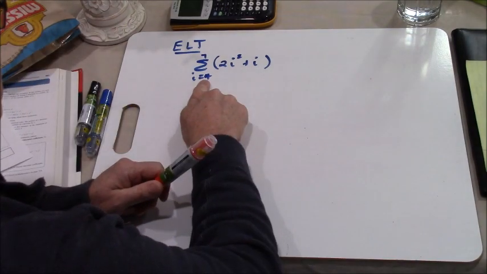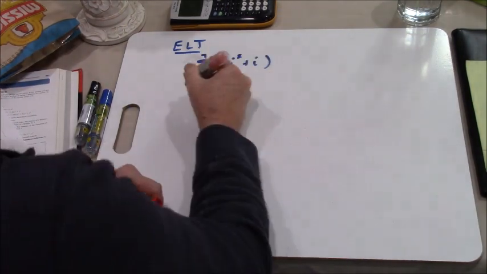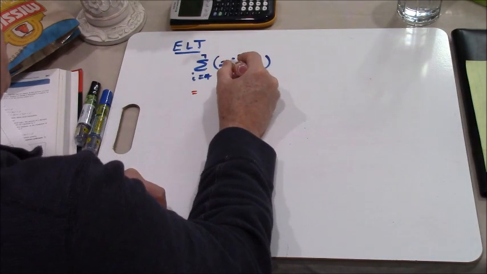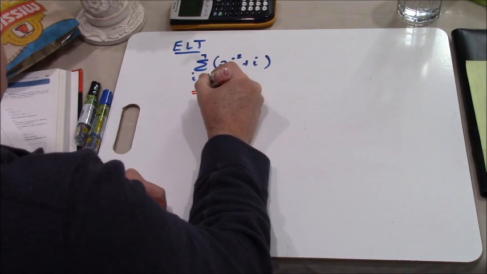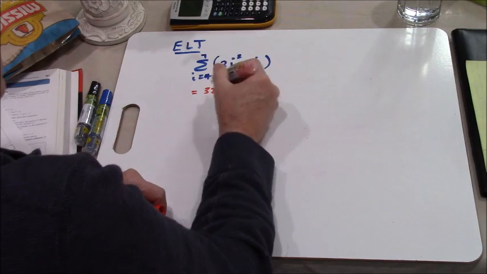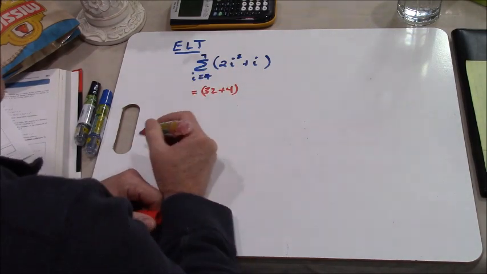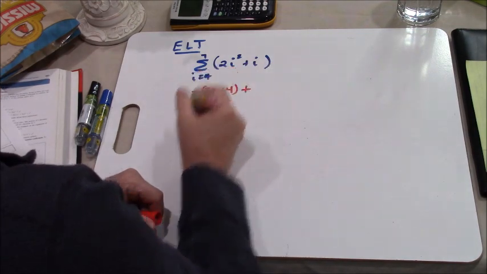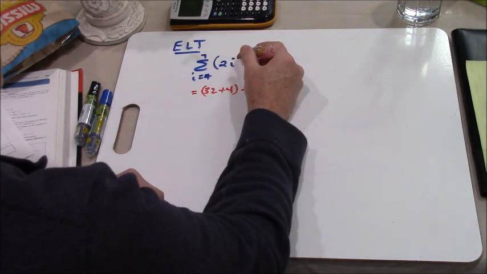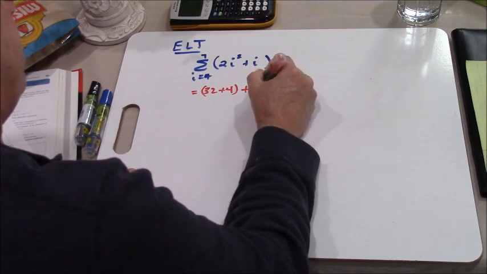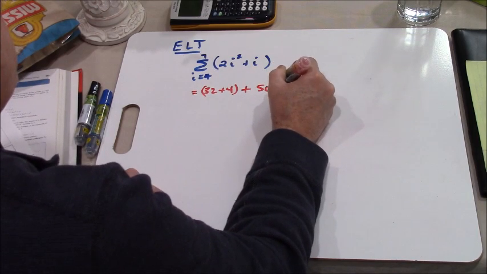Alright, so we want to start with 4 and plug that in first. So if I do that, I'm going to get 4 squared. That's 16 times 2, that's 32, plus 4. There's my first i value that I'm plugging in. And then I want to plug in a 5. So 5 squared is 25, times 2, that would be 50, plus 5.